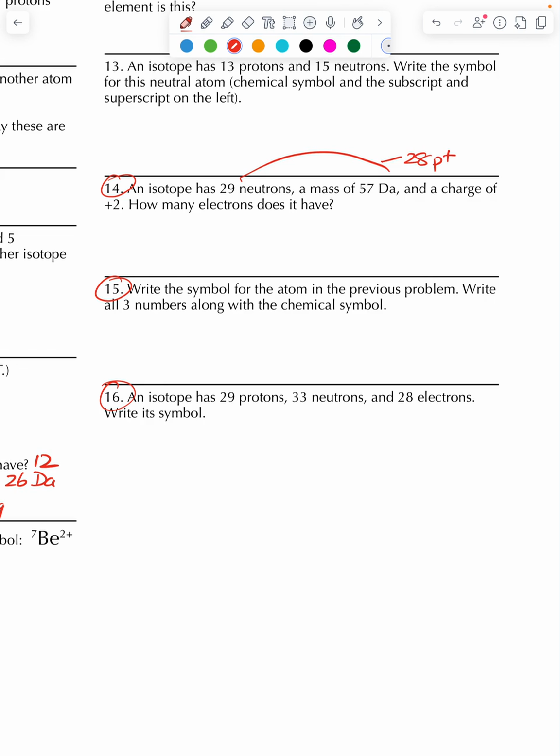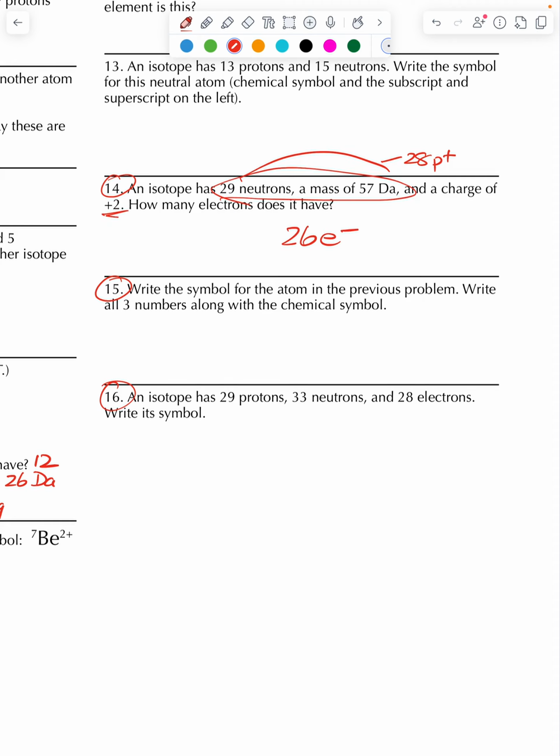But it has a charge of plus 2. How many electrons does it have? Well, if it has a charge of plus 2, it must have 26 electrons. Does that make sense? I had to find the number of protons from that information. So I have 28 protons, but if it's charged plus 2, it had to have only 26 electrons.